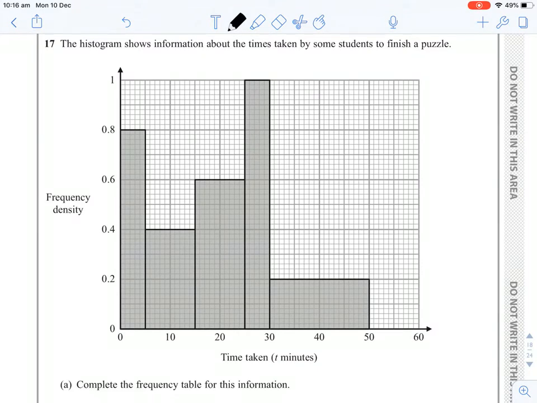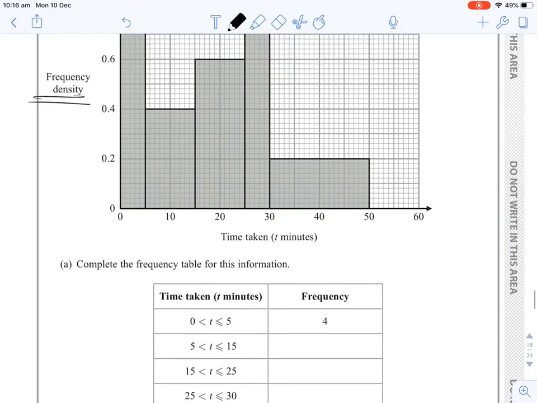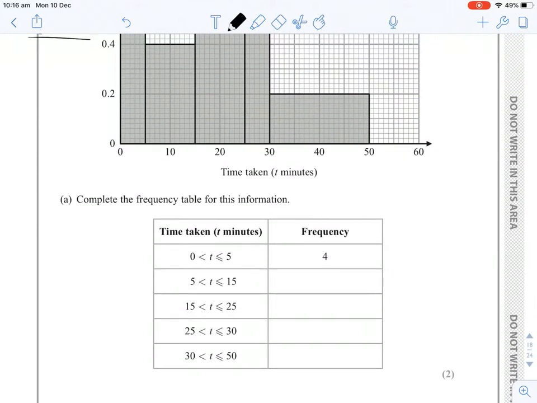Question 17. The histogram shows information about the times taken by some students to finish a puzzle. So we've got frequency density down the side because this is a histogram. So it's not just a bar chart, never a bar chart. Complete the frequency table for this information, time taken and the frequency.